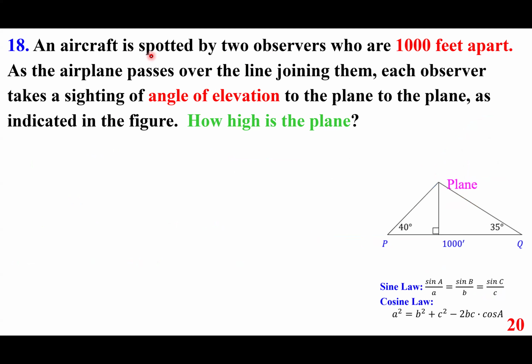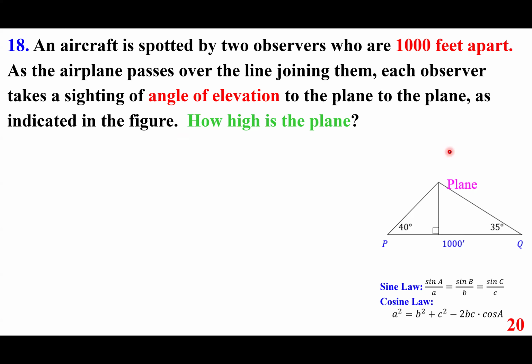An aircraft is spotted by 2 observers who are 1,000 feet apart. This is 1,000 feet. As the aircraft passes over the line joining them, each observer takes a sighting of angle of elevation to the plane, 40 degrees and 35 degrees. How high is the plane?